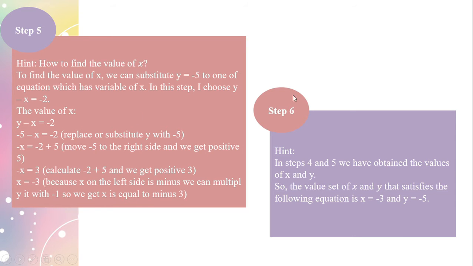Okay, for the last step, step 6, in steps 4 and 5 we have obtained the values of x and y. So the value set of x and y that satisfies the following equation is x is equal to minus 3 and y is equal to minus 5.